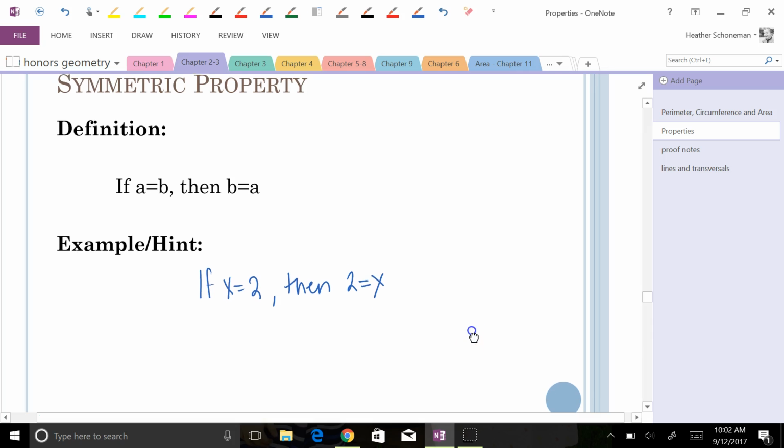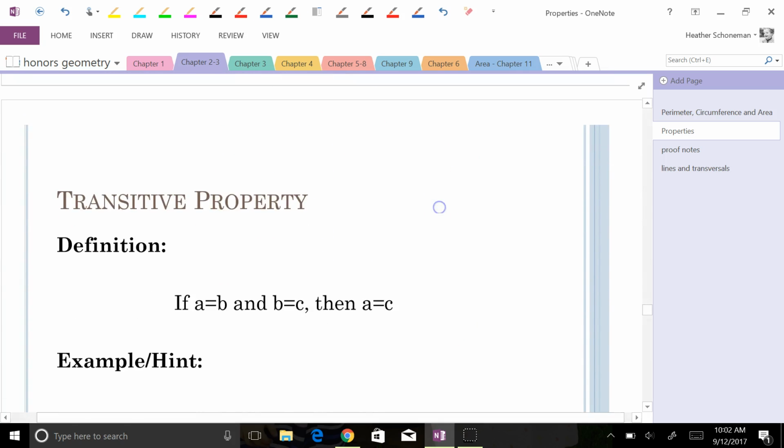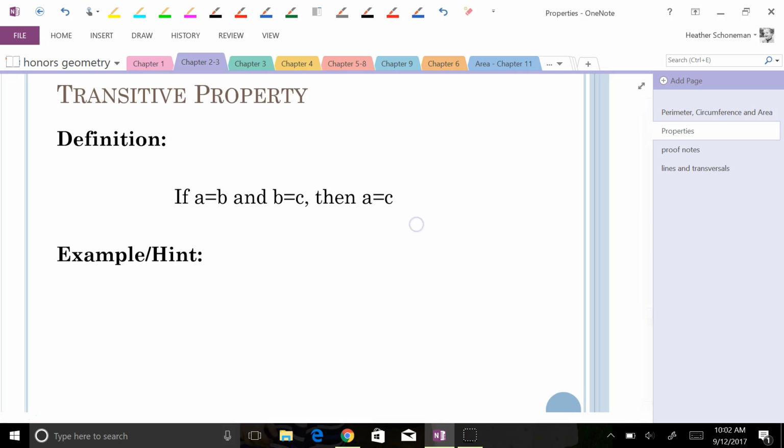And the last property is the transitive property. The transitive property involves three things. You may have learned previously about the chain rule. This is kind of an example of that. So we could say if x equals 2 and 2 equals y, well, then we know that x and y have to be equal, right?